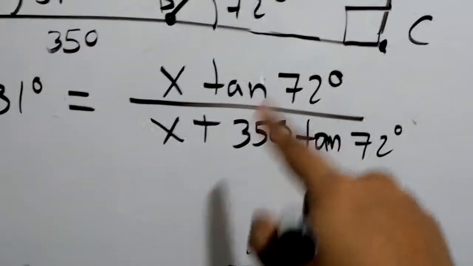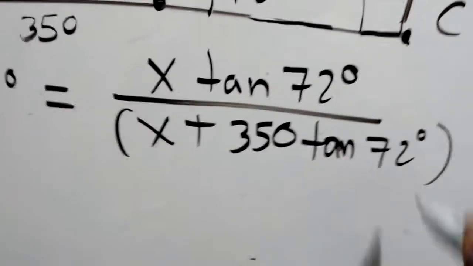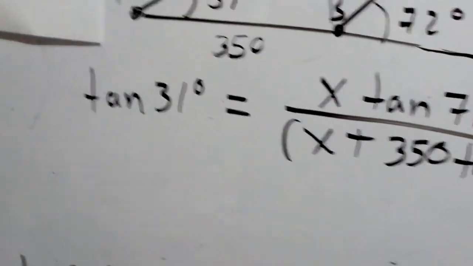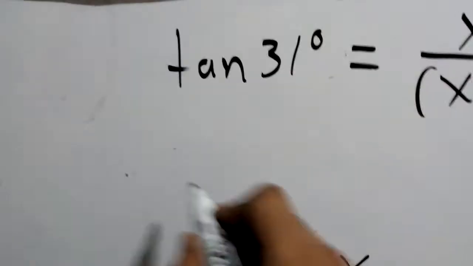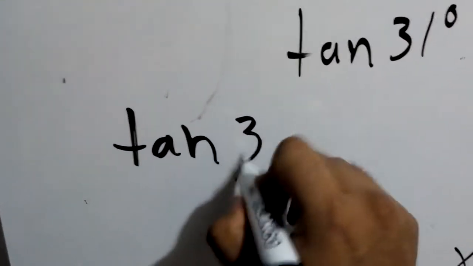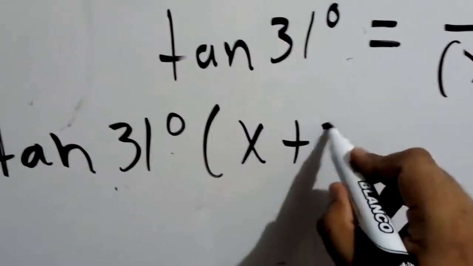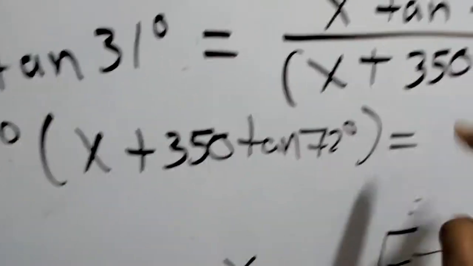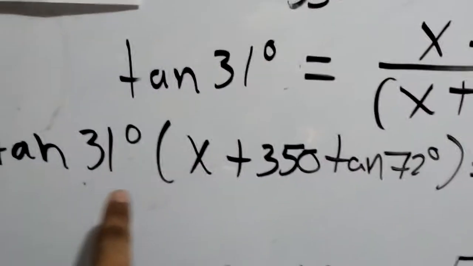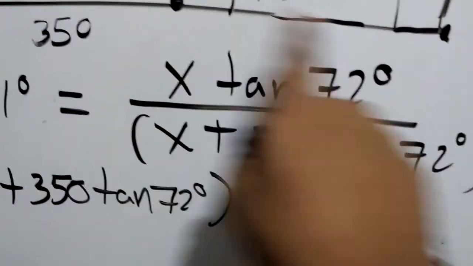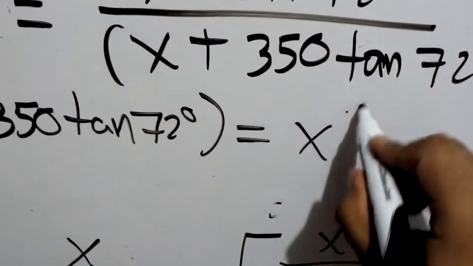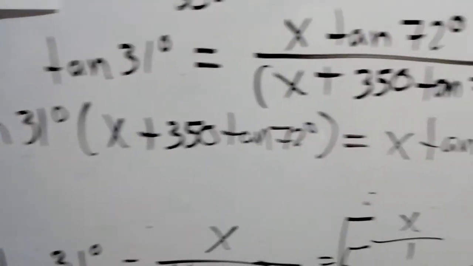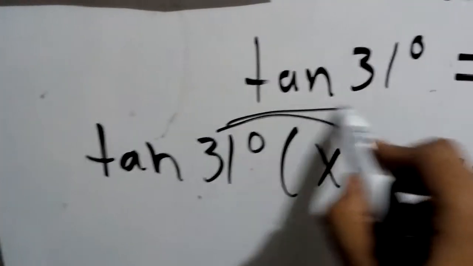Okay, so you have a fraction here, so all this quantity that is dividing, I will just pass it to the other side by multiplying. So it's tangent of 31 degrees multiplying x plus 350 by the tangent of 72 degrees, equal to, because I passed this dividing and multiplying, just the part above, x multiplying the tangent of 72 degrees. Okay, and now let's make these multiplications here.